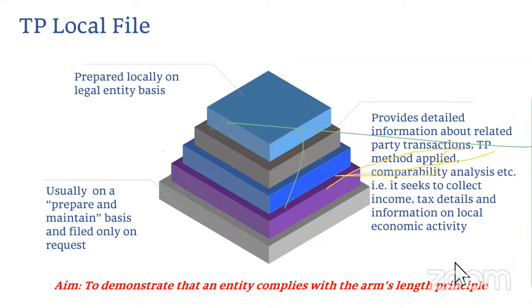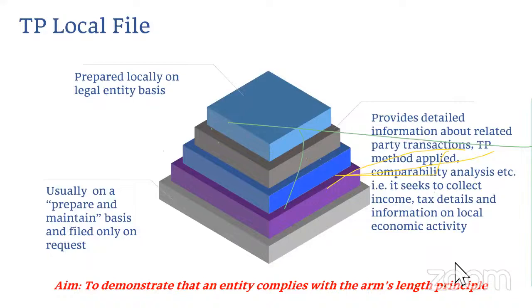And normally, globally, this documentation requirement for TP is on a prepare and maintain basis. What does that mean? Unlike tax returns that we file on an annual basis, for TP you prepare it and maintain it, waiting for the tax authority to ask for it, so that when they ask for it, within a specified time frame, you are able to give them that documentation. But if you wait for them to ask you for it and you now start preparing it, you will not be able to meet the deadline they will have given. So that's why I said it's usually on a prepare and maintain basis, and it is filed only on request.